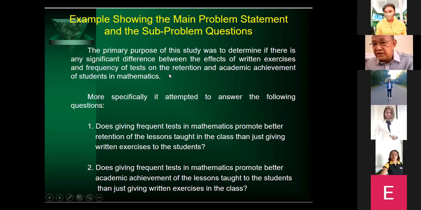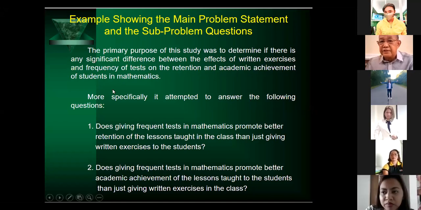My dear co-teachers, in a quantitative research design, at the very start, your IV must be well identified and your DV must be clear to the researcher. In this example that I'm presenting to you, what do you think is our independent variable?